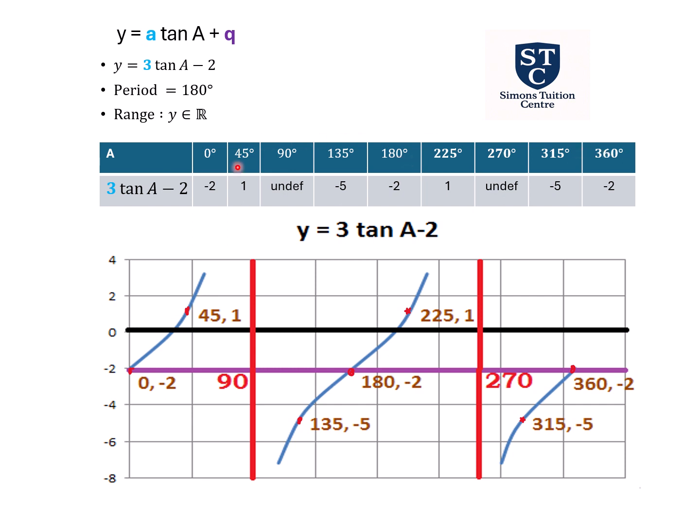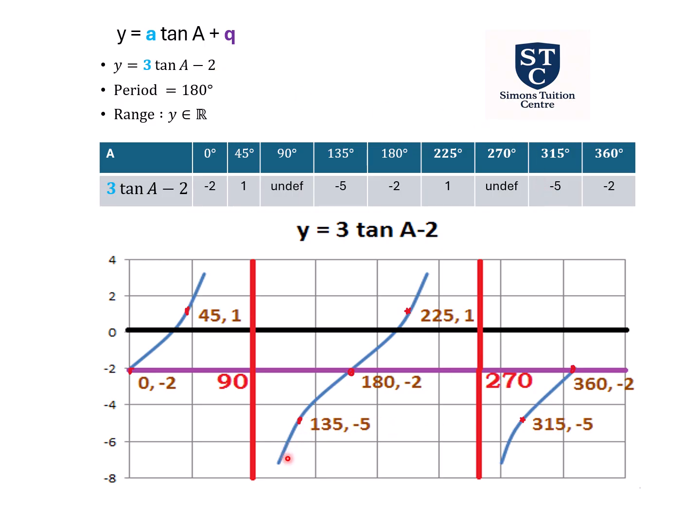Now if we look at 45, as I said, tan 45 is generally 1. 1 times 3, 3 minus 2 still gives me 1, so it's still at 45 and 1. 225 also is 1, so 3 times 1 gives me 3, minus 2 gives me 1. So there we have 45 and 1 and 225 and 1. 135 and 315 both give me negative 1. So 135: negative 3, minus 2 would give me negative 5. Same there: negative 3, minus 2 would give me negative 5.